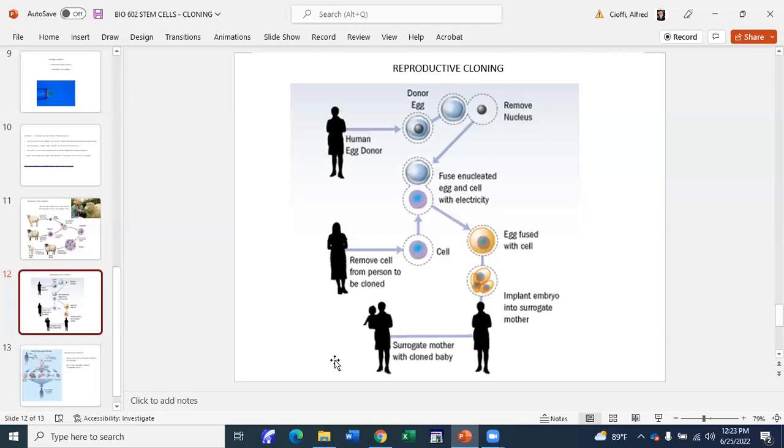And it doesn't take much rocket science to think, when this child grows up and this girl starts asking, well, who is my mommy? Okay, and why is this mommy my twin sister? Okay, so there are obvious ethical implications here for why reproductive cloning should not be done.